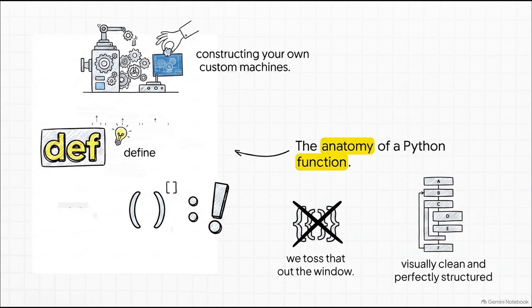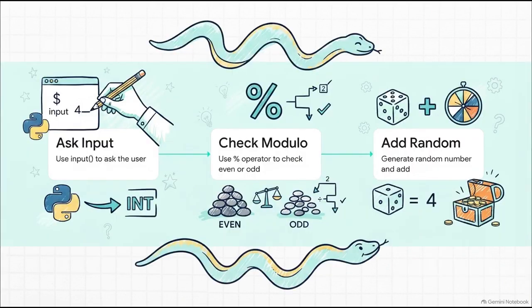It is a brilliant, elegant design choice that forces your code to look visually clean and perfectly structured. Let's walk through the logical flow of a custom function from our source text to really experience that aha moment in action. Imagine designing a function that processes numbers.